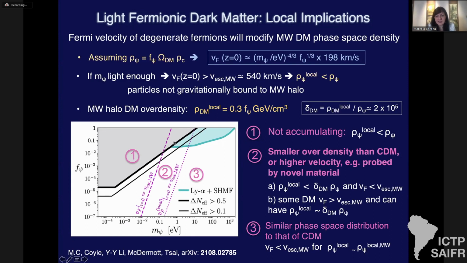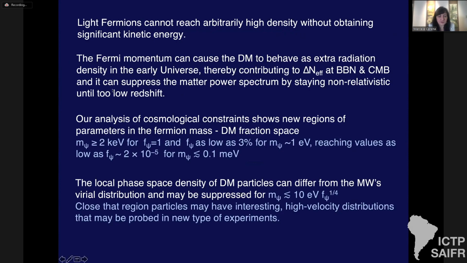But this area in between is interesting because one can have smaller overdensities or higher velocities, so we can really change things in a way that could make this interesting region available at new types of detectors, like, for example, some new types of crystals that could be sensitive to very high velocity distributions of the dark matter.